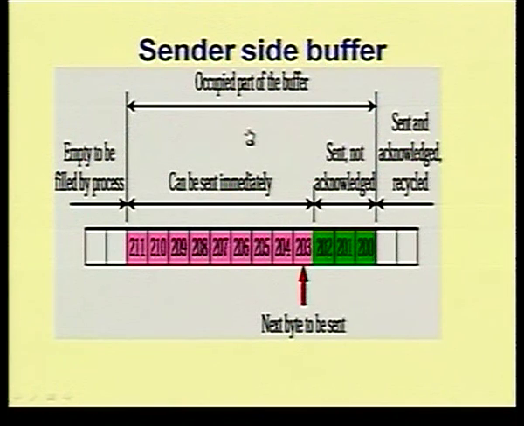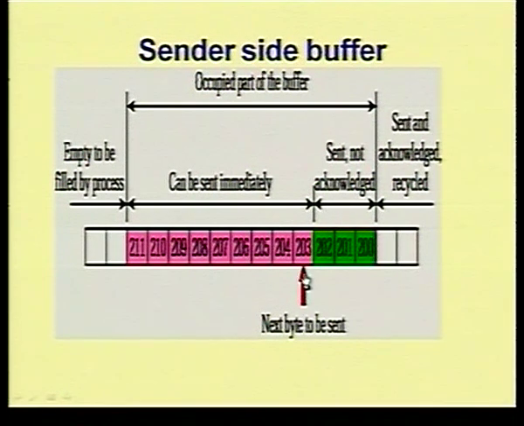So, if you look at this picture here on the sender side, let us say we have this scenario now, that this is the total size of the buffer. Byte numbers 200 to 202 have been sent but have not yet been acknowledged. All these have already been sent, and this is empty. This can be filled by the application layer process. So, this part here is your occupied part of the buffer. Now, if the window size is equal to this, then this part has been sent but not yet acknowledged.